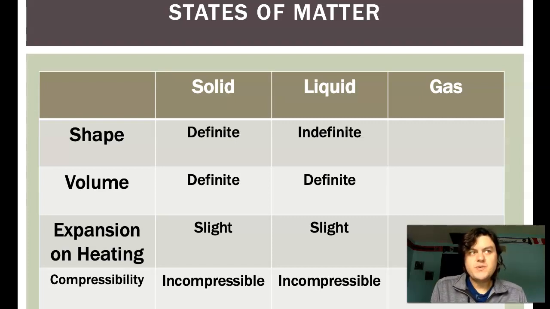Now, they're still really close together in a liquid. There's not a lot of extra space between the atomic sized particles, whether molecules or atoms. So their volume is definite. They're not spreading out or getting close together. The volume of liquids does change a little bit based on temperature, but again, this is a very slight effect. So they don't expand a great deal on heating. And as the molecules and atoms are quite close together, they are incompressible.